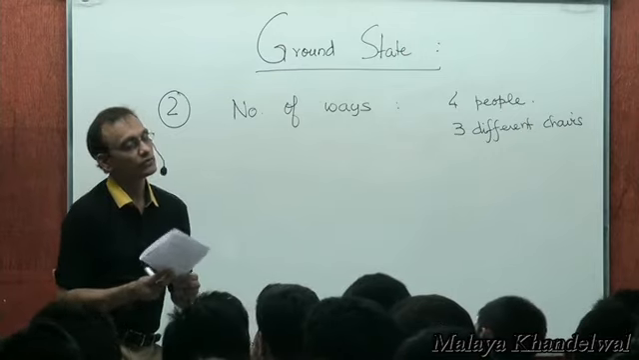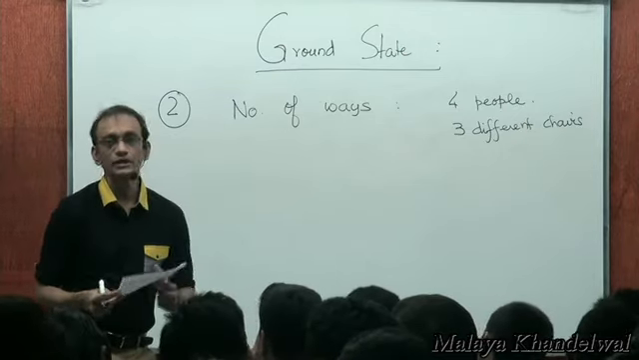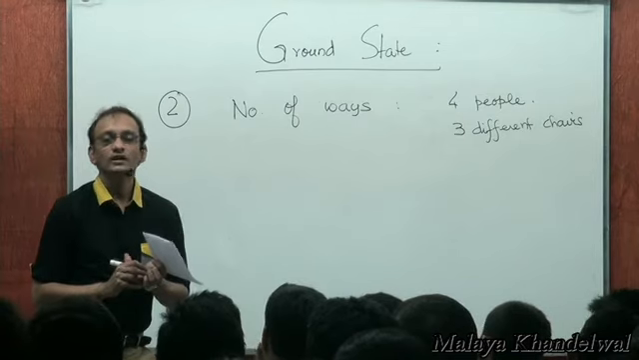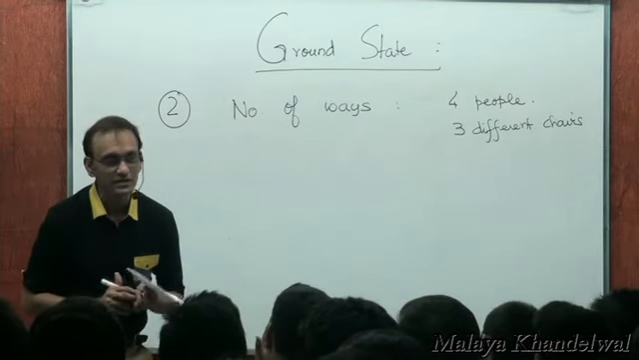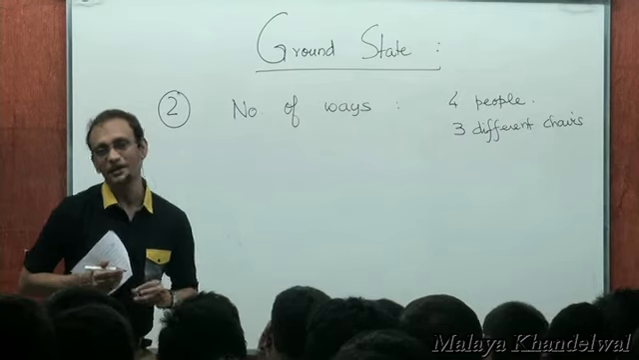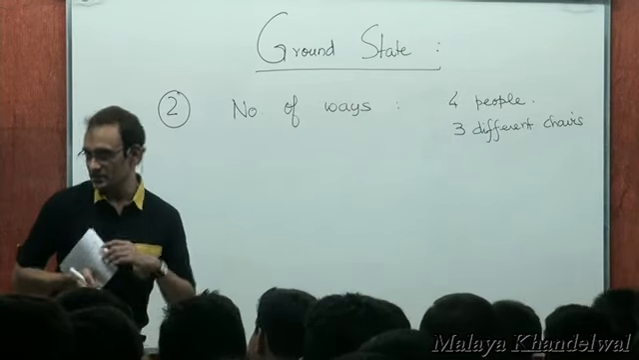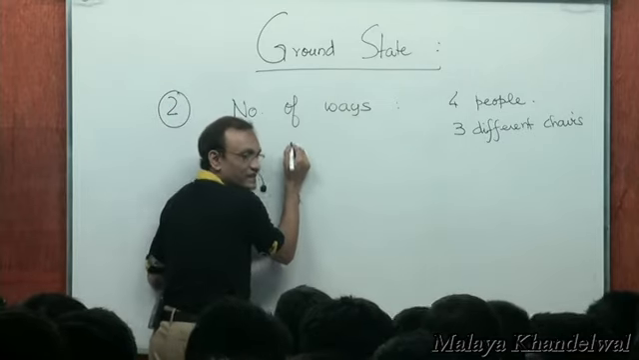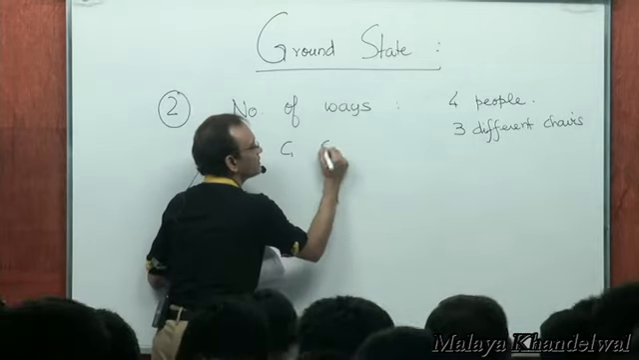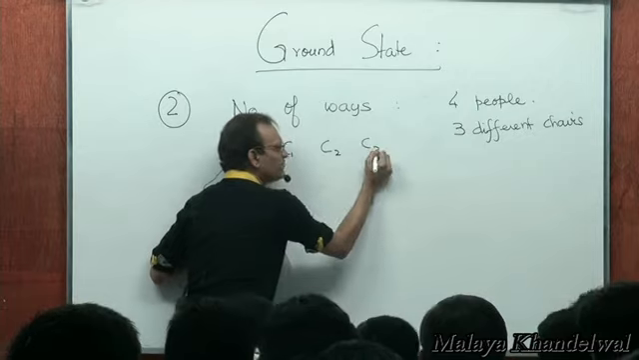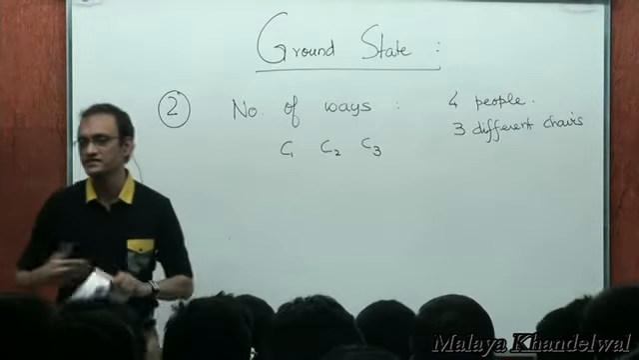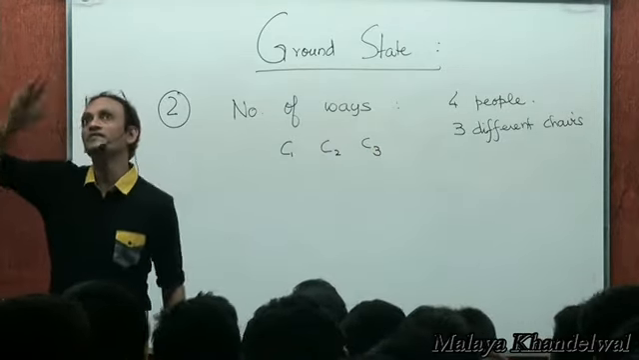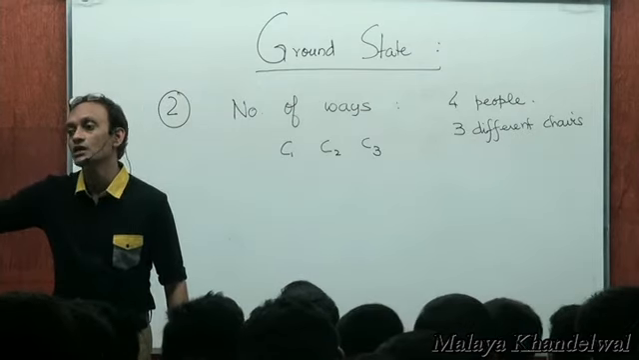In the sense, obviously, it's about one person per chair. There would be one person left out. So it's like 3 chairs, C1, C2, C3. What effectively the problem says is, given 3 chairs, C1, C2, C3, in how many ways can you fill up these 3 chairs out of 4 people?